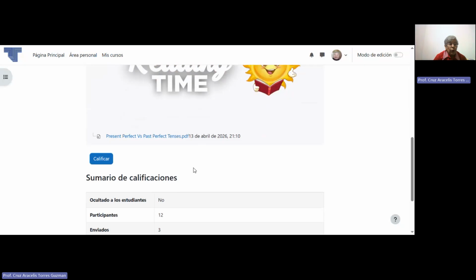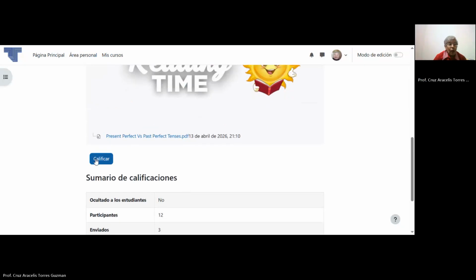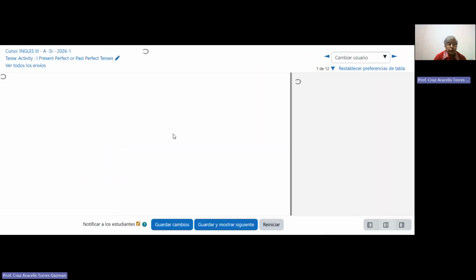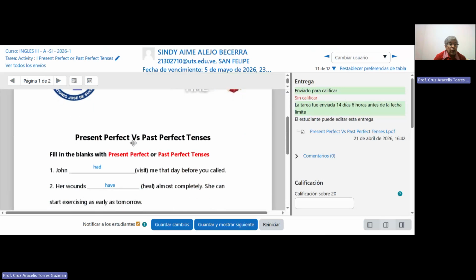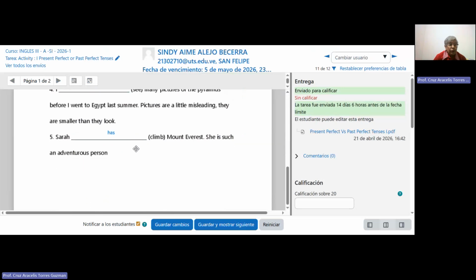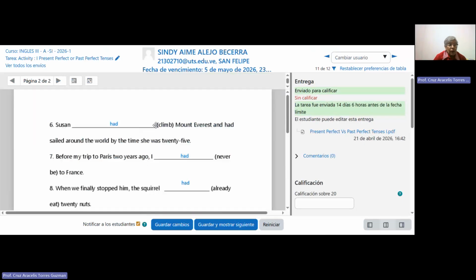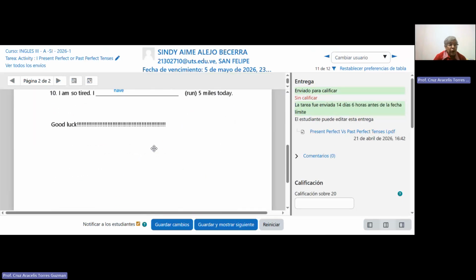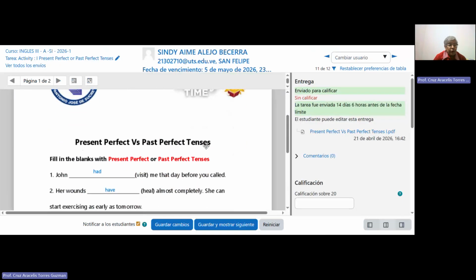It's reading time. Well, here is the reading. This is the reading: the present and past perfect. Fill in the blanks with the present or the past. Okay.